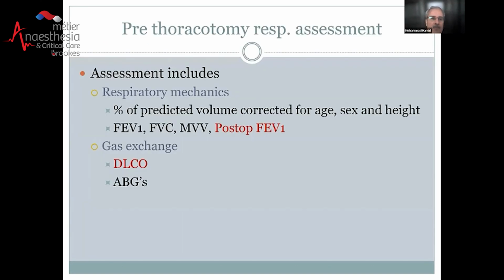assessment for lung resection. So they initially started with respiratory mechanics, percentage of predicted volume corrected for age, sex, and height, FEV1, FVC, MVV, and post-operative FEV1, and other things like DLCO. DLCO is basically diffusion of carbon monoxide, and it basically looks at the capillary and alveolar membrane function.